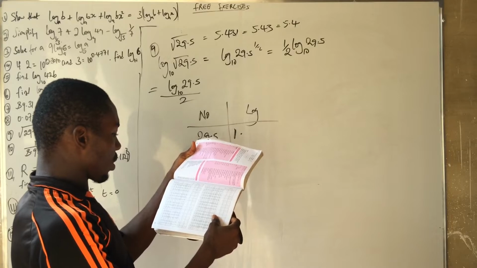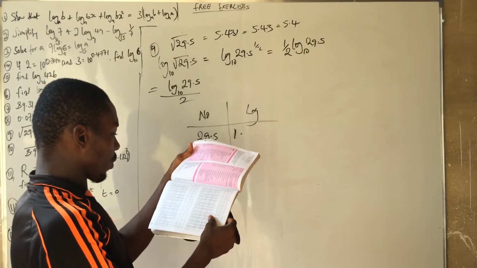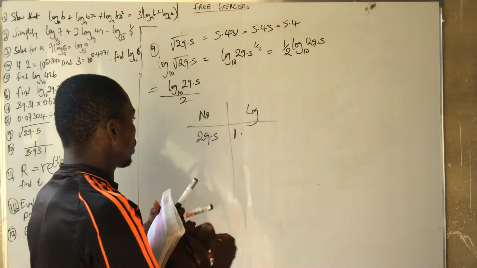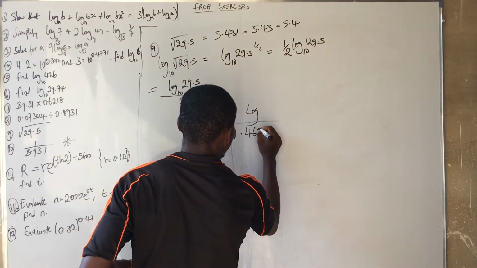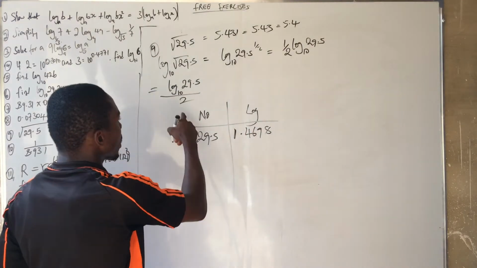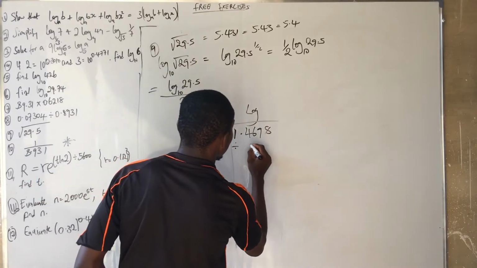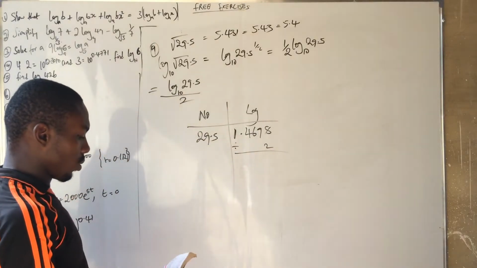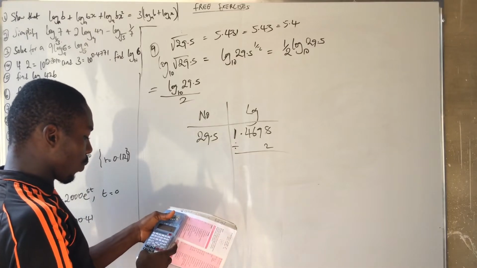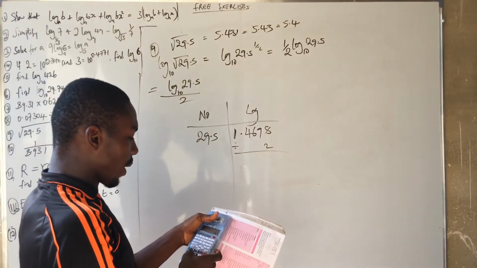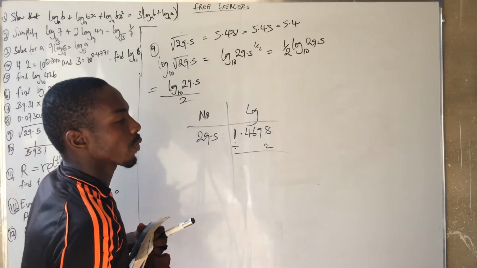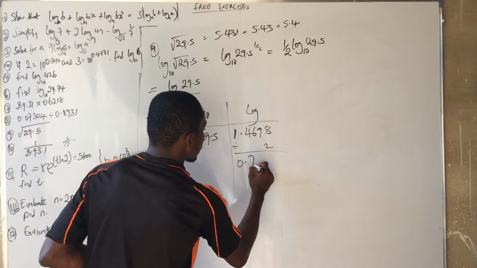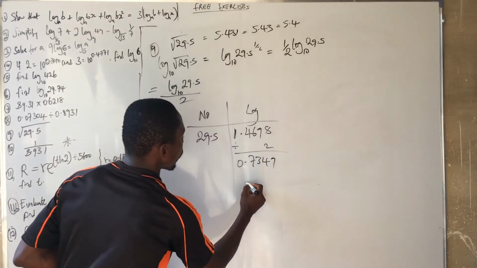29 under 5 is 4698. What is the next thing? Dividing by 2. 1.4698 divided by 2, so you have 0.7349. And now look for the anti-log of this.